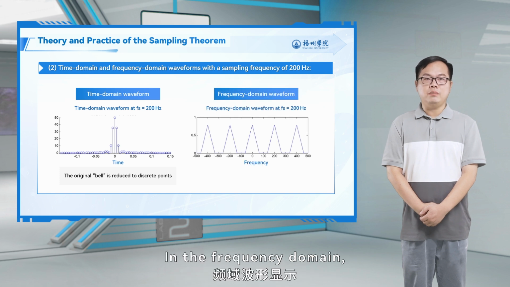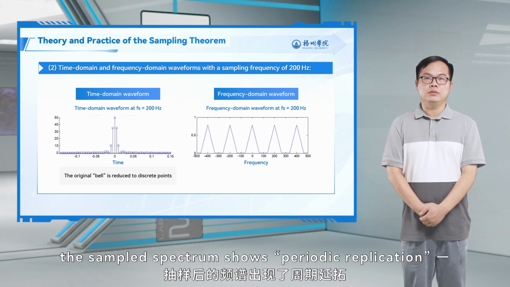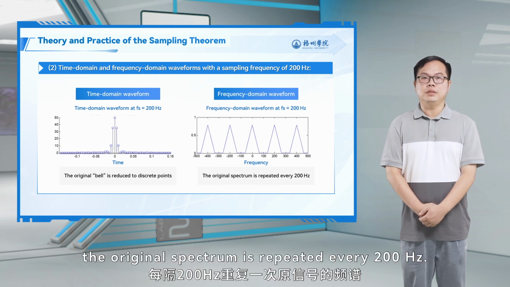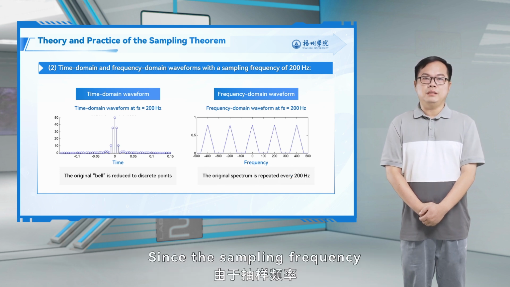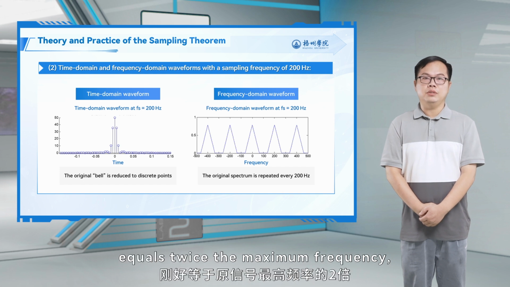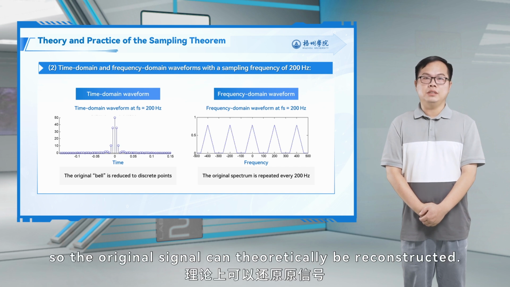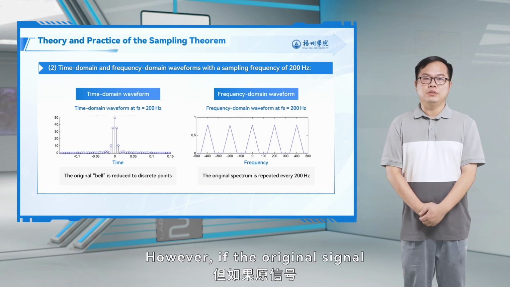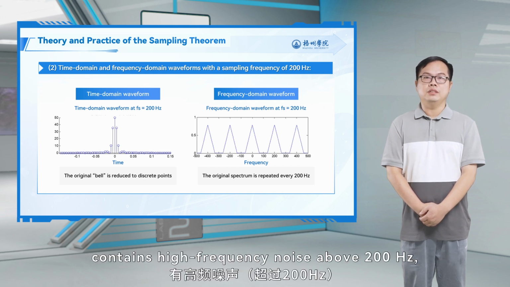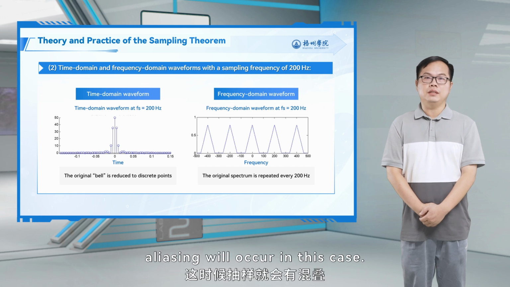In the frequency domain, the sampled spectrum shows periodic replication. The original spectrum is repeated every 200 Hz. Since the sampling frequency equals twice the maximum frequency, the replicated spectra do not overlap, so the original signal can theoretically be reconstructed. However, if the original signal contains high-frequency noise above 200 Hz, aliasing will occur in this case.